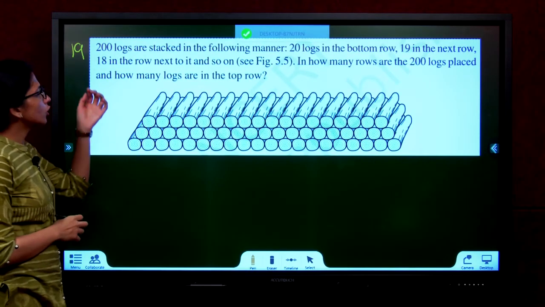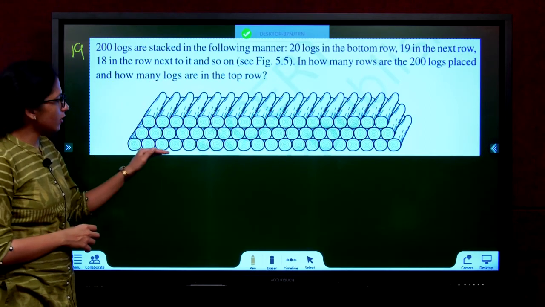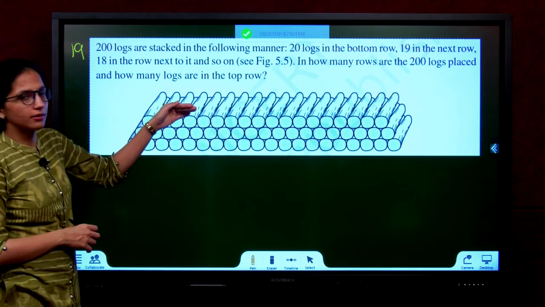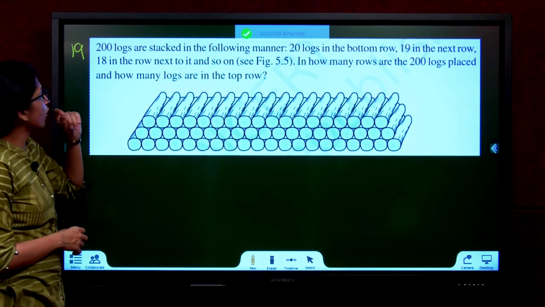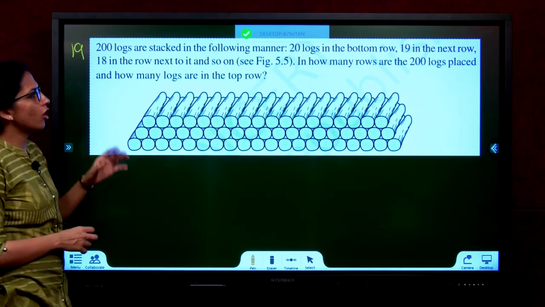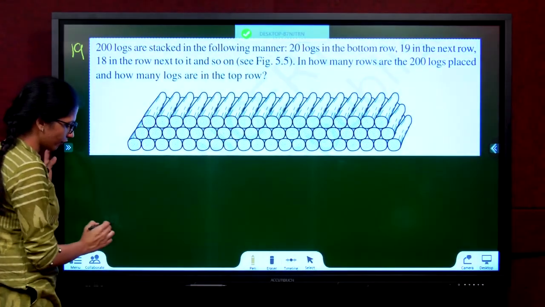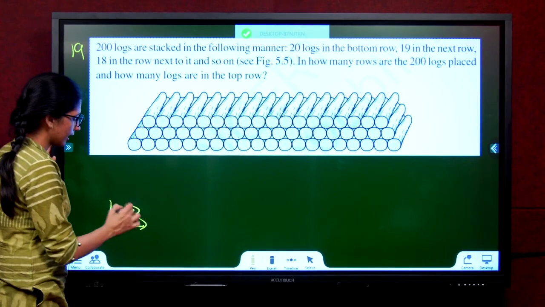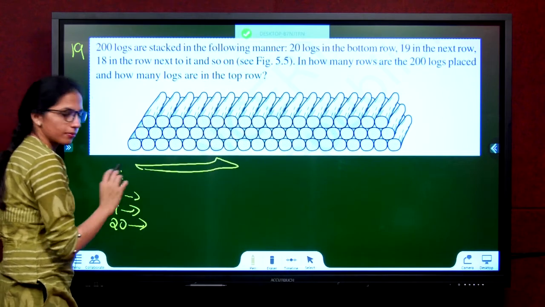Question 19. 200 logs are stacked in the following manner. 20 logs in the bottom row, 19 logs in the next row, 18 logs in the next row, and so on. In how many rows are the 200 logs placed and how many logs are in the top row? Carefully listen. It is starting from 20 below, then next it's going to 19, next it's going to 18, it's going up. At some point it will stop.